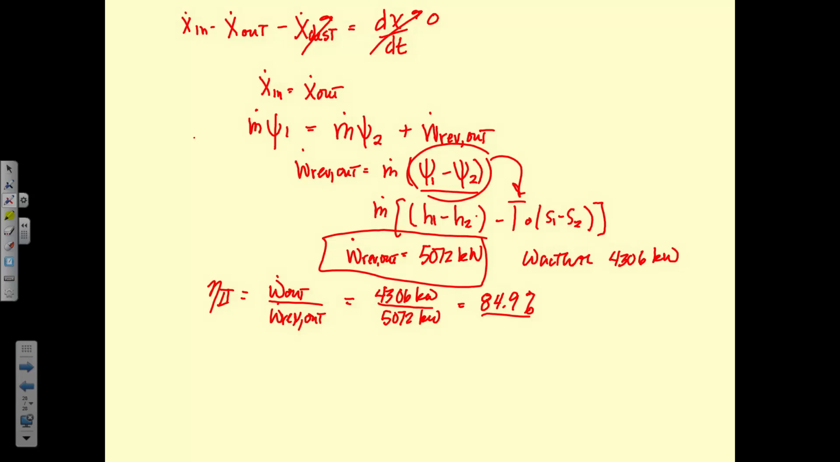Yes? For the equation for reversible work out, what's the mass flow? It's given in the problem. Yeah, it's given: 8 kilograms per second.